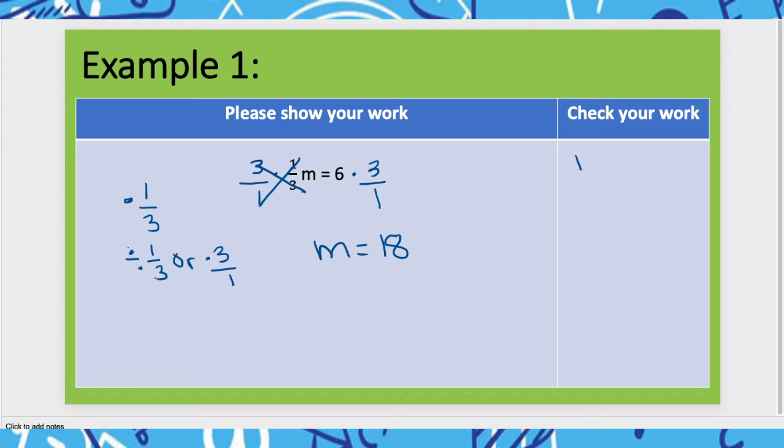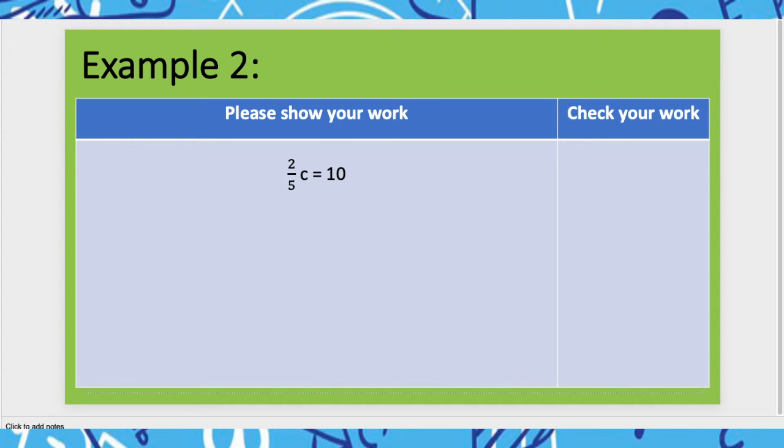So now I'm going to plug it back into the equation, 18 in the place of m. So 1/3 times 18 over 1 will hopefully equal 6. And it does, because when I multiply the numerators, 1 times 18 is 18, 3 times 1 is 3, and 18 divided by 3 is 6. So this one does check. 6 equals 6.